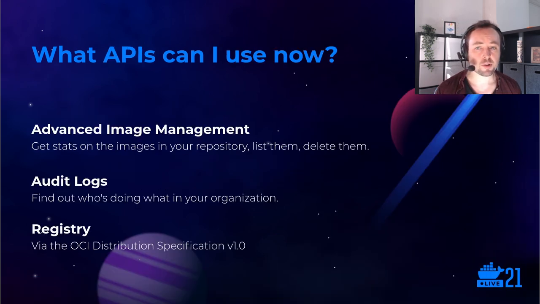What APIs are available now? So we've just seen the Advanced Image Management API that lets you list the images in your repos and interact with them. There's also the Audit Logs API, that's what powers the Activity tab in Docker Hub. It lets you see what's going on in your organization, addition of new teams, creation of new repositories, that kind of thing. And then there's also the registry itself, which conforms to the OCI distribution specification.